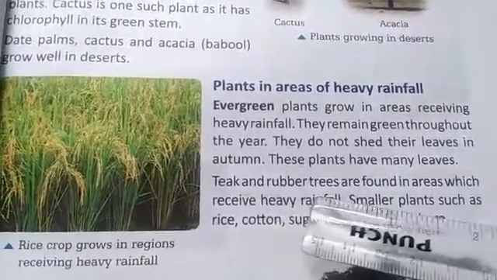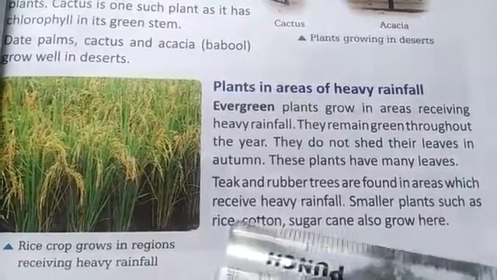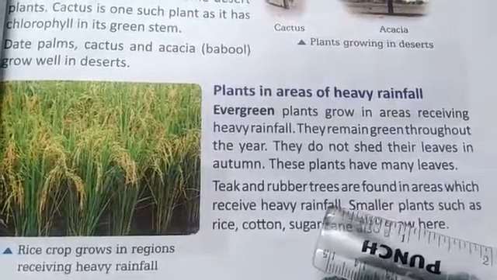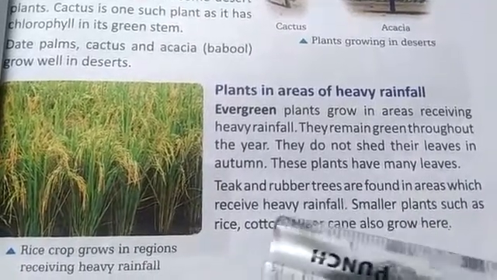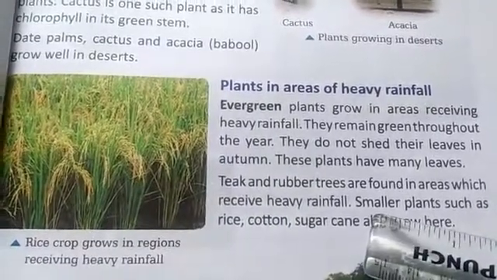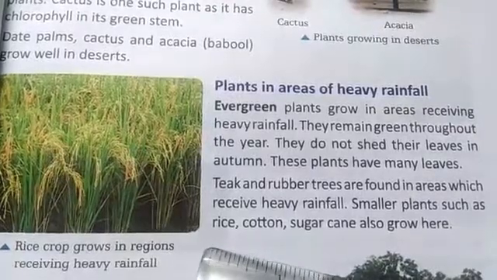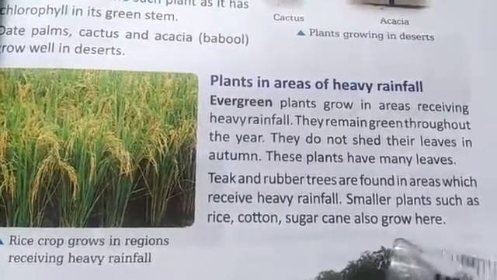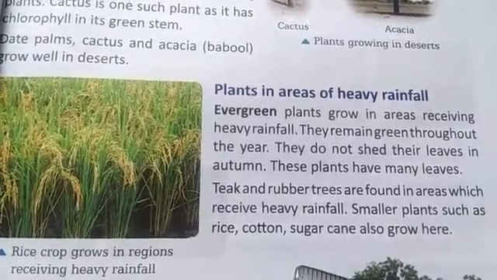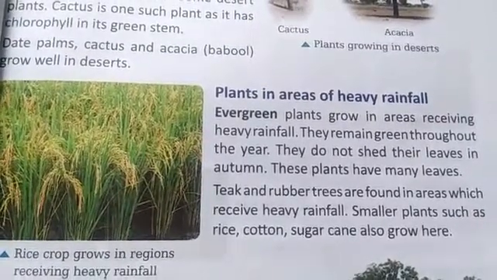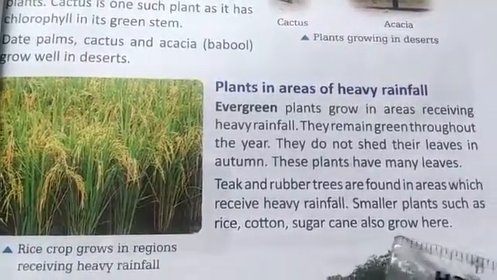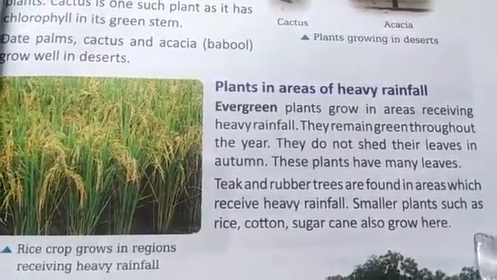Teak and rubber trees are found in areas which receive heavy rainfall. Two examples: teak and rubber tree. These are the two trees that are mostly found in heavy rainforest areas. Smaller plants such as rice, cotton and sugarcane can also grow in this heavy rainfall area. These are examples.